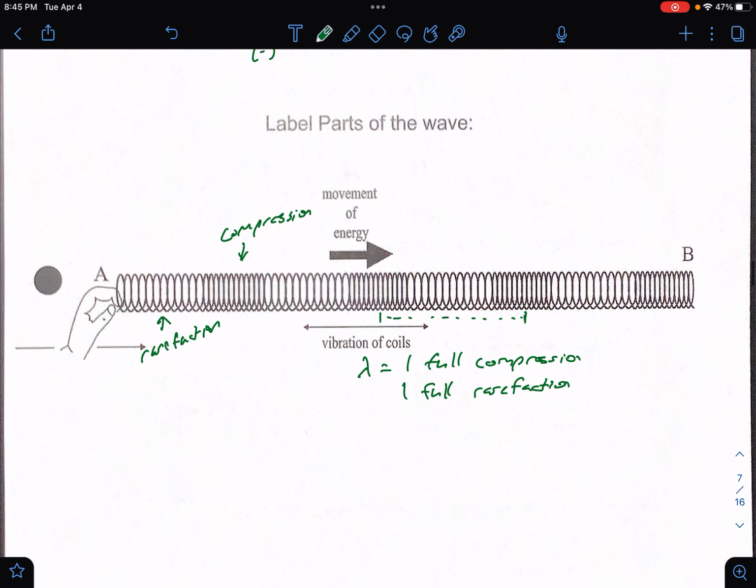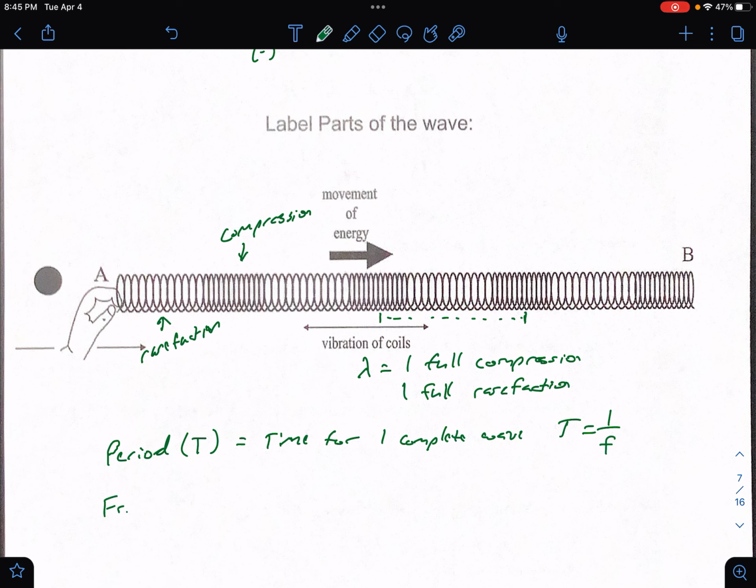A couple other terms we need to talk about: you have period, which is characterized by the capital T. We've already kind of seen that in circular motion. That is the time for one complete wave. And our equation for that would be T equals 1 over f, f being frequency.